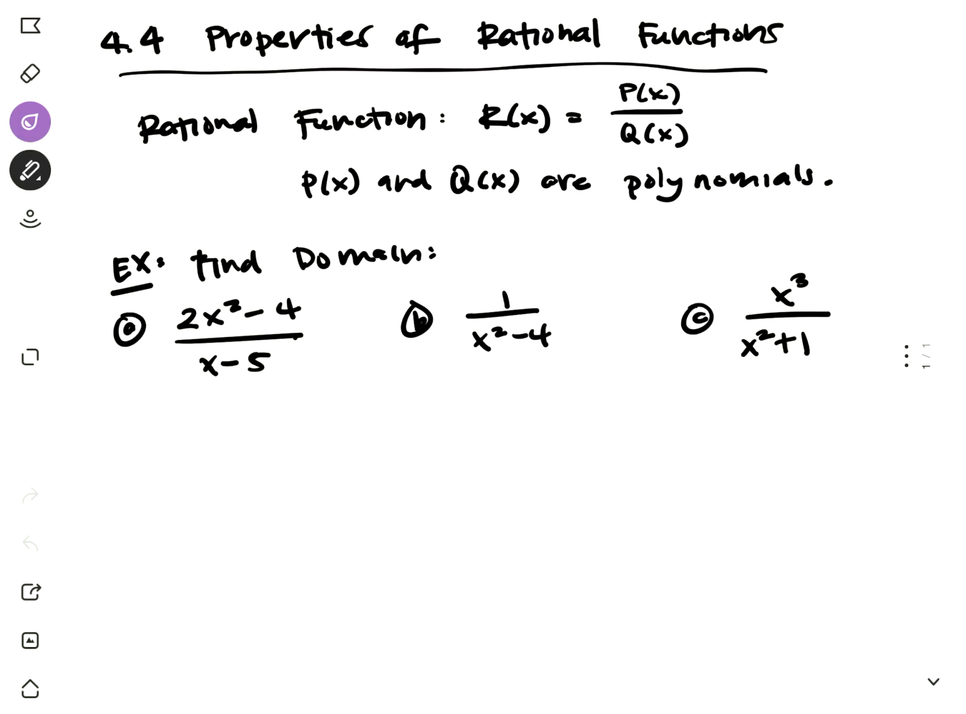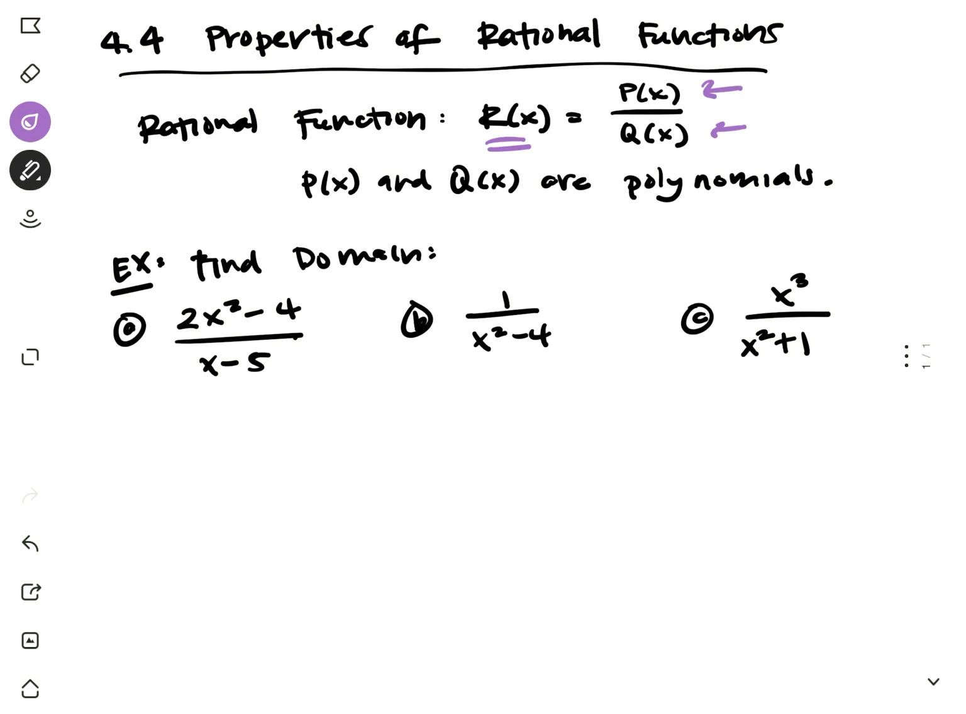But for the most part, we're looking at r of x being a rational function, as two polynomial functions dividing each other. So p of x and q of x are polynomials and we're just dividing. So if we look at all these three different functions, these are different types of rational functions.